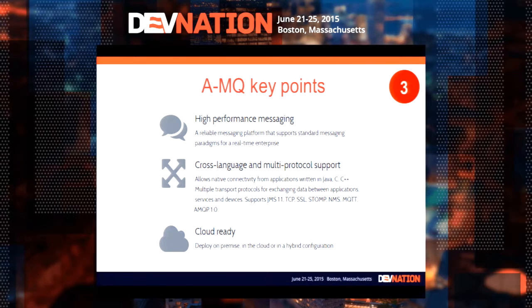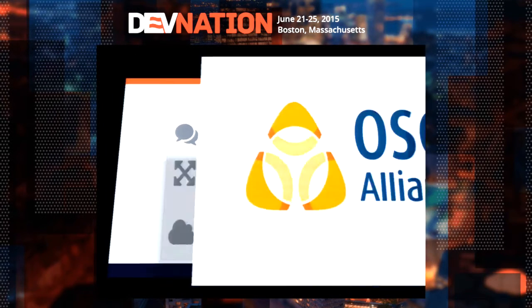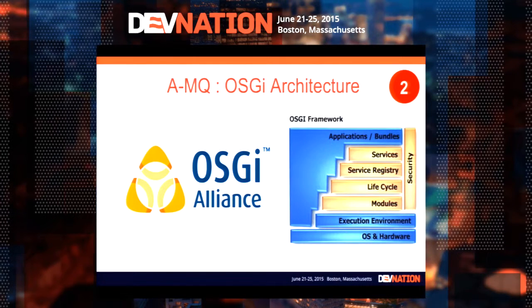So A-MQ is a very good middleware and gives us a very good broker because it is for high performance messages, so it's perfect to make the bridge between operational technologies and information technologies. It's cross-language and multi-protocol capability, so it could translate from MQTT to A-MQ to JMS, etc. And then it is already ready for cloud. Another thing that we like very much is that it is based on OSGi.